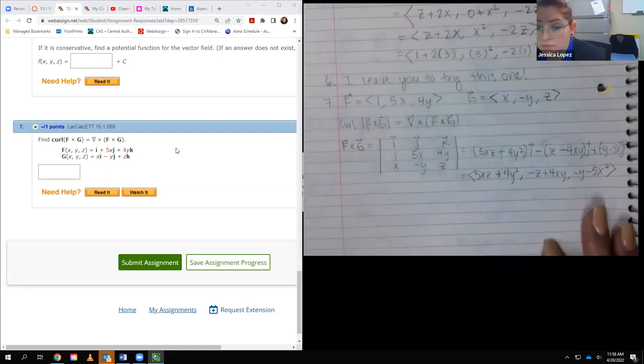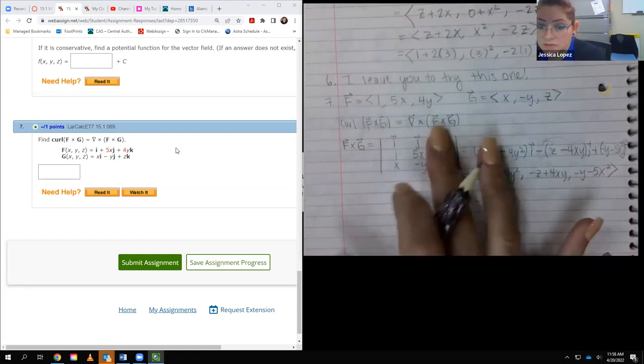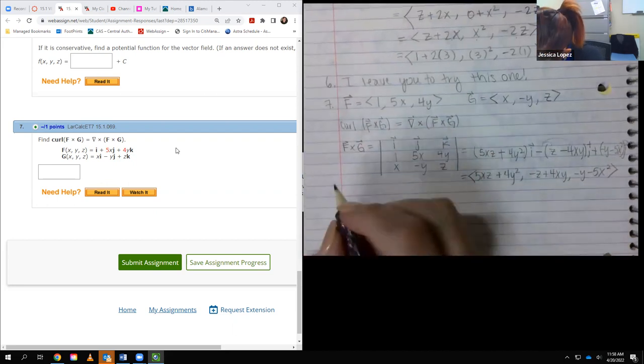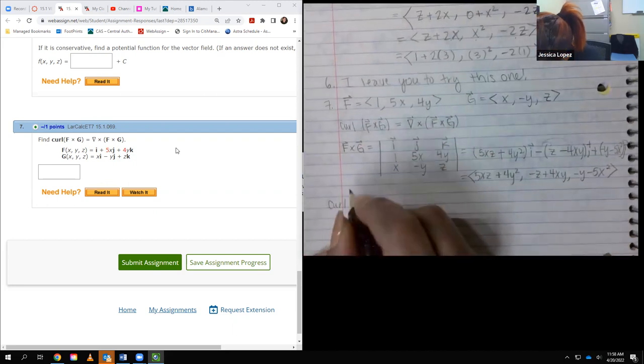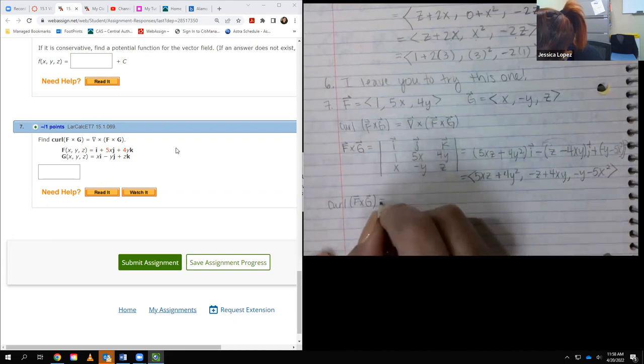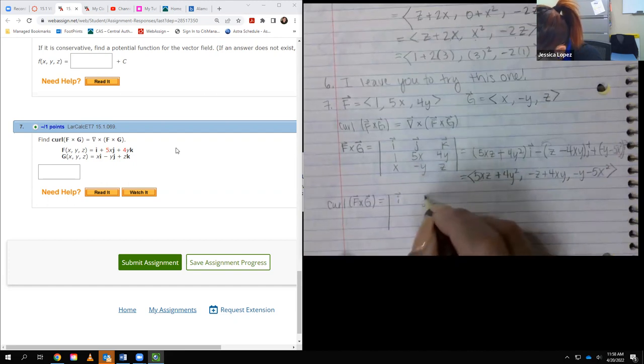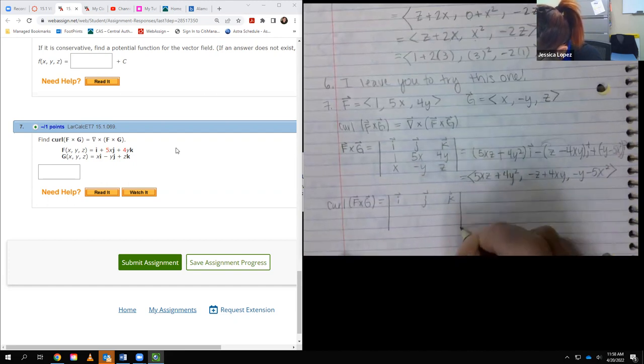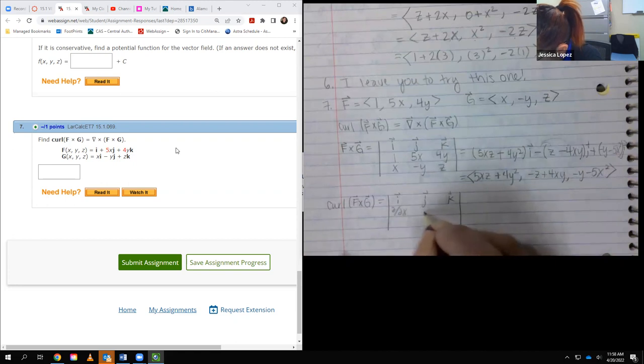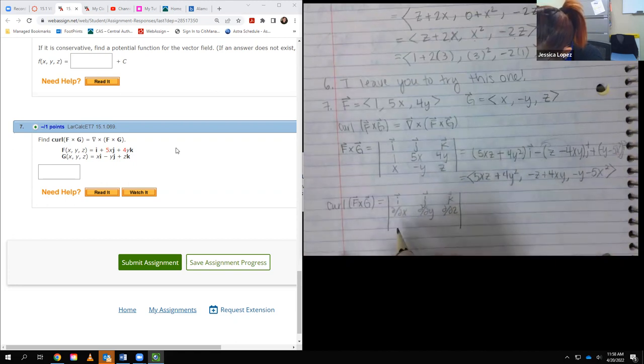And so then in order for me to verify this side equals that side, let's do the curl first. So the curl of f cross g. That means I have i, j, k, the derivative with respect to x, the derivative with respect to y, the derivative with respect to z. And then I have these terms.